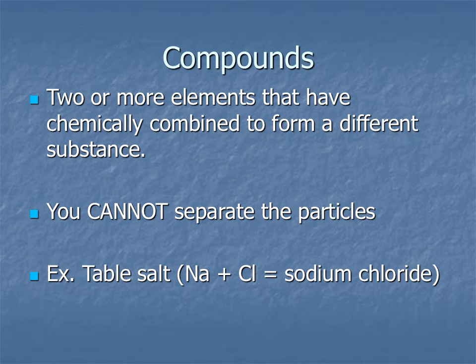Compounds are when you have two or more elements that have chemically combined to form a different substance. And you can't separate the particles of a compound. So you have table salt. We have sodium and chlorine, which makes sodium chloride. That is salt. You can't take it apart back into sodium and chlorine. You can't separate the two once it's chemically combined.